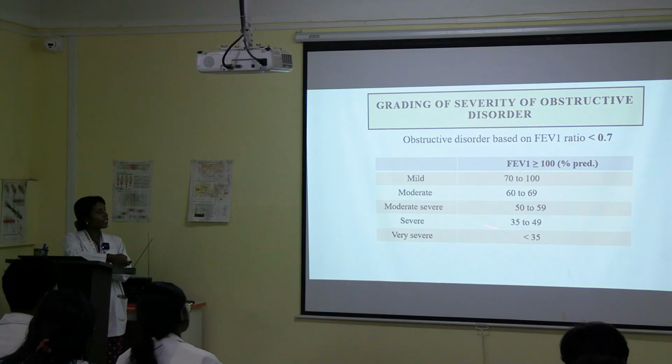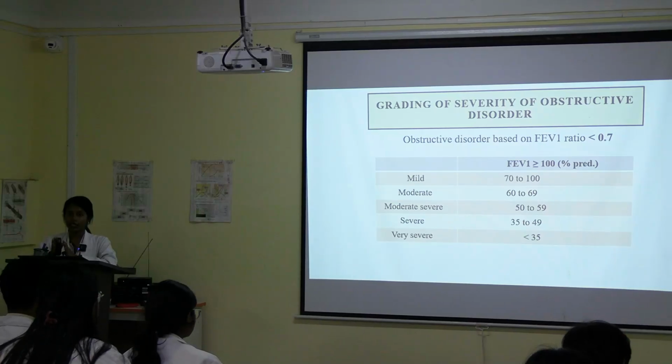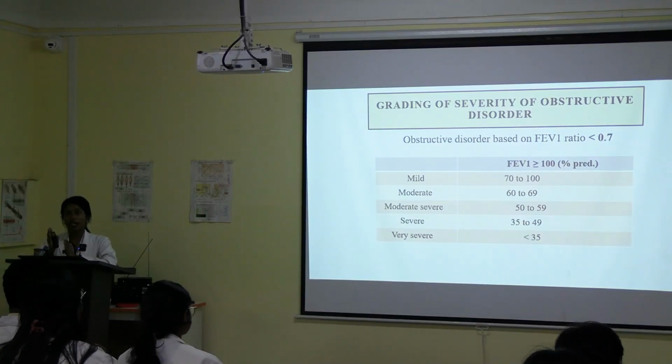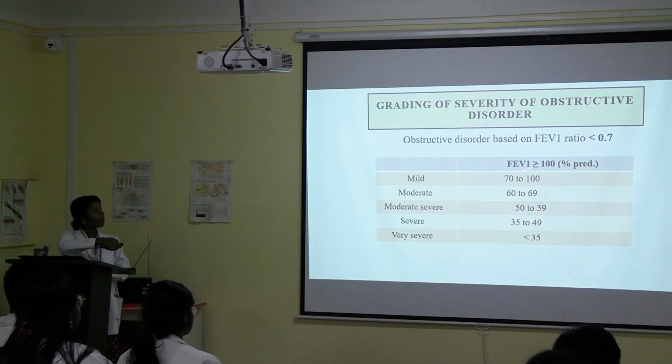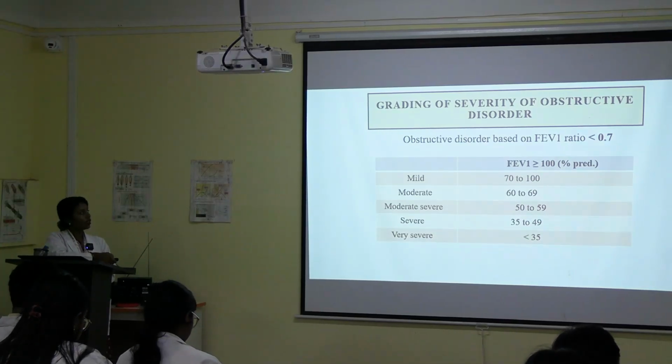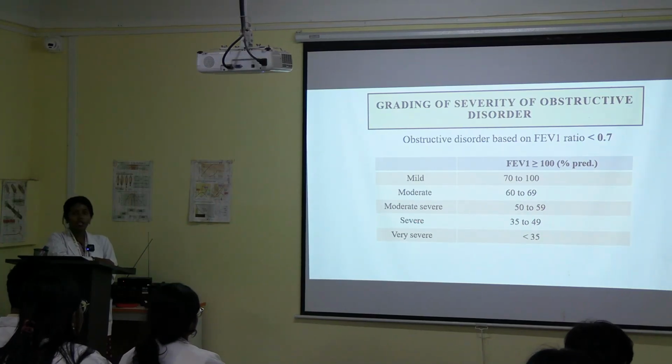So these are the gradings we have. For mild, supposed to be the FEV1, if your FVC is 100, suppose, FEV1 is supposed to be within 90% of FVC. Here it will be reduced in your obstructive diseases. These are the gradings: mild is 70 to 100, then moderate 60 to 69, then moderately severe 50 to 59, and very severe is less than 35.